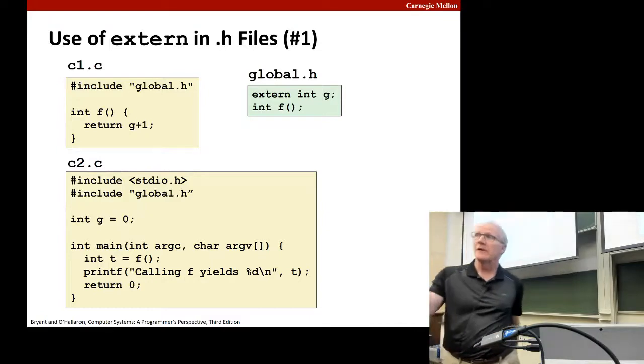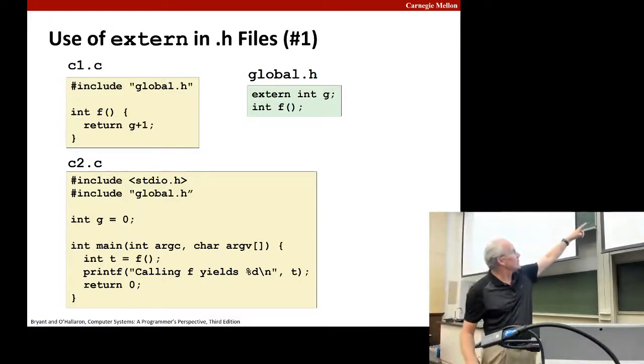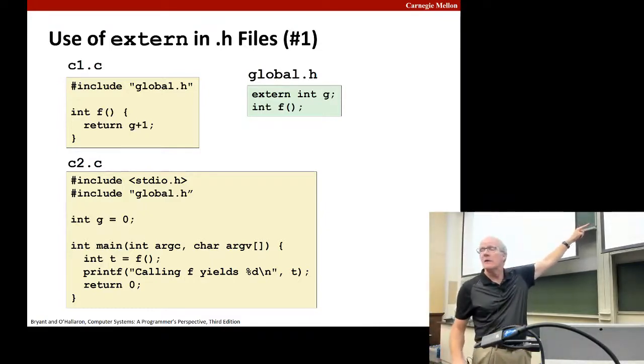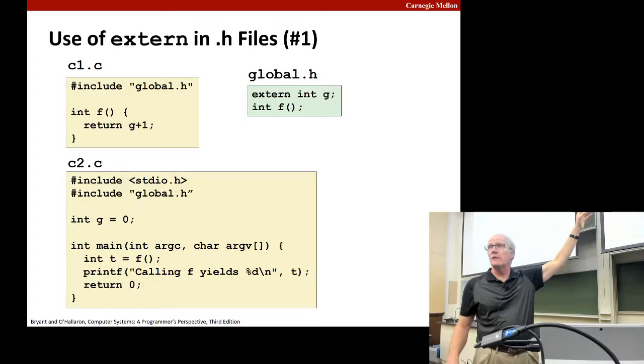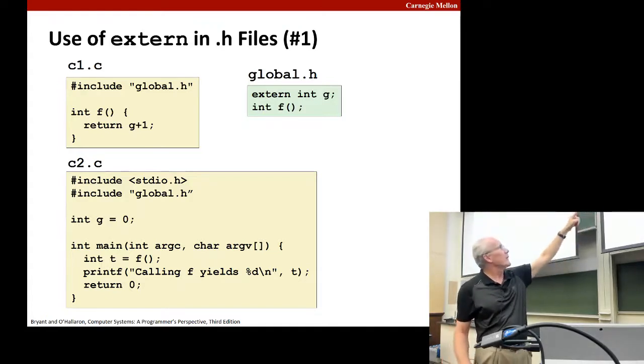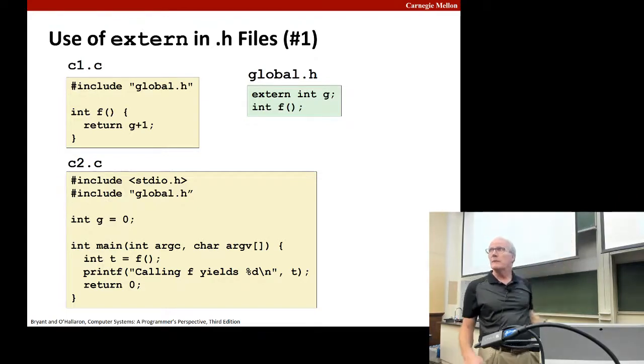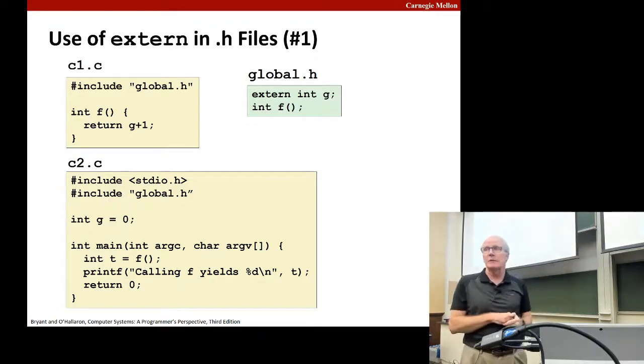The difference is if I omit that line int g equals 0, and I still have that extern, it will give me a linker error. It will say, you've told me there'd be something called g, but nobody's defined it. So with that extern, I have to, in one of the files, actually declare it. So it's the same idea, but it's a little bit cleaner to say extern.